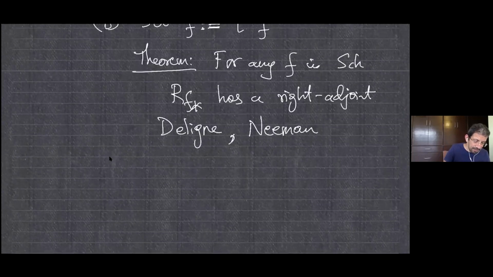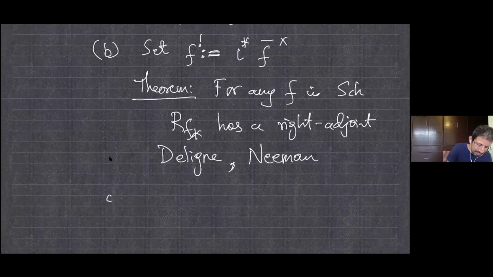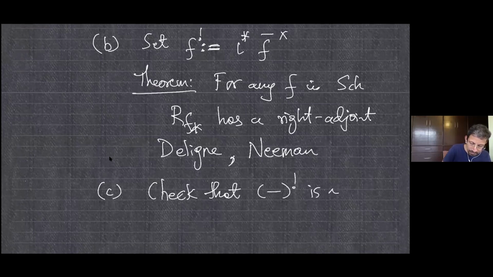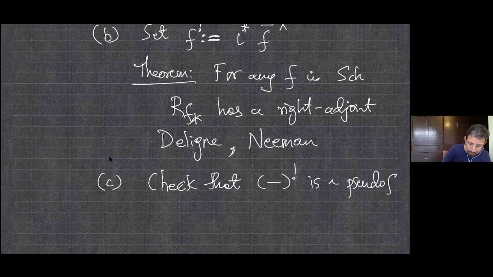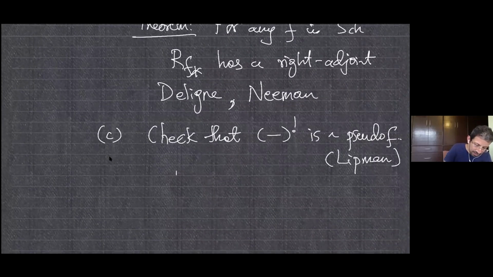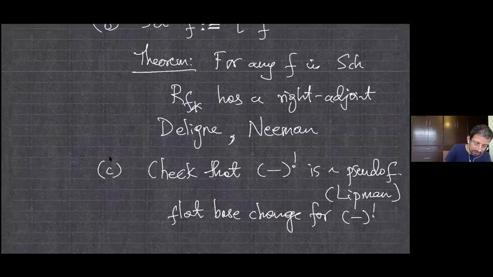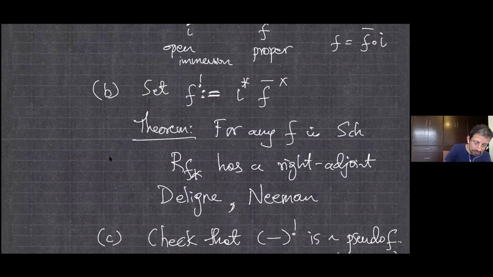And now the long and elaborate part is to check that f shriek is a pseudo functor. You can check this, for example, in Lipman's book. And the flat base change theorem holds for shriek. In fact, it's enough to check it for cross because for star it automatically holds. So then you can put the two together.